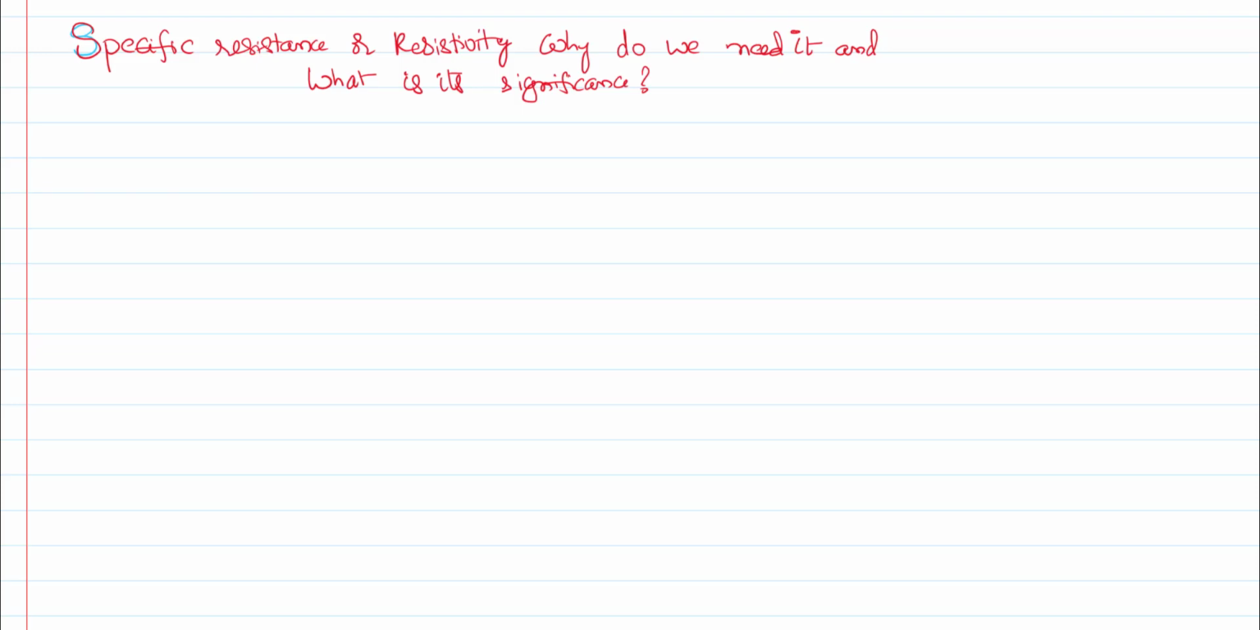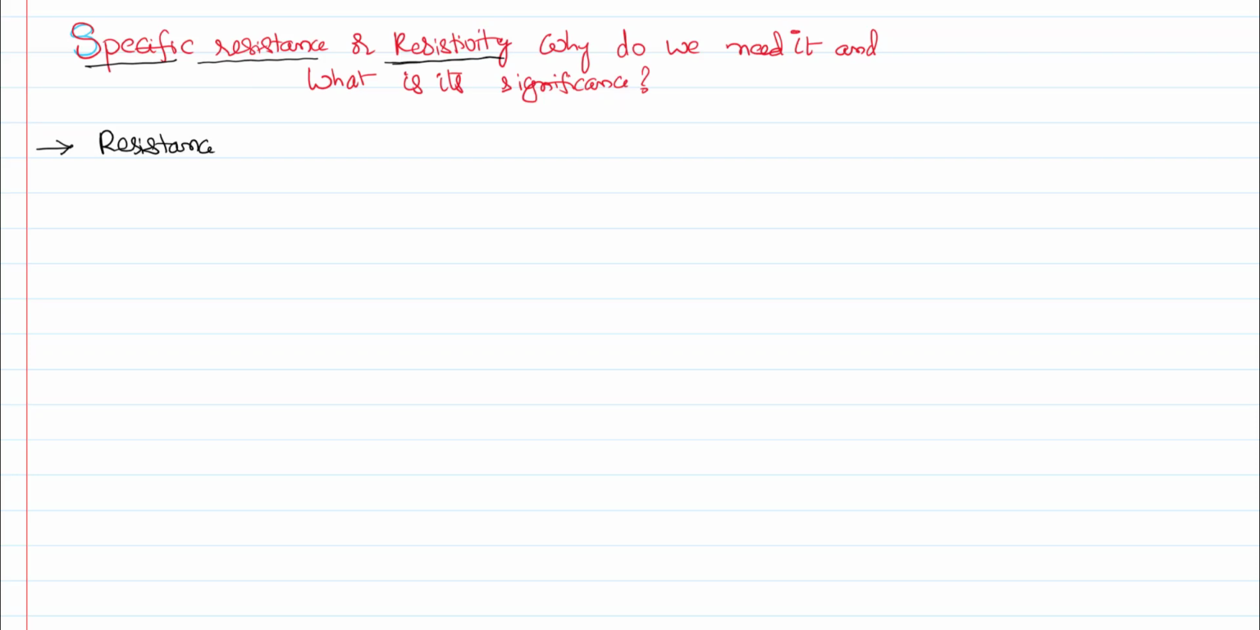In this video, we would like to find something about specific resistance and try to understand what it is. It's also called resistivity. What is it? To know something about specific resistance, first we shall talk about resistance.